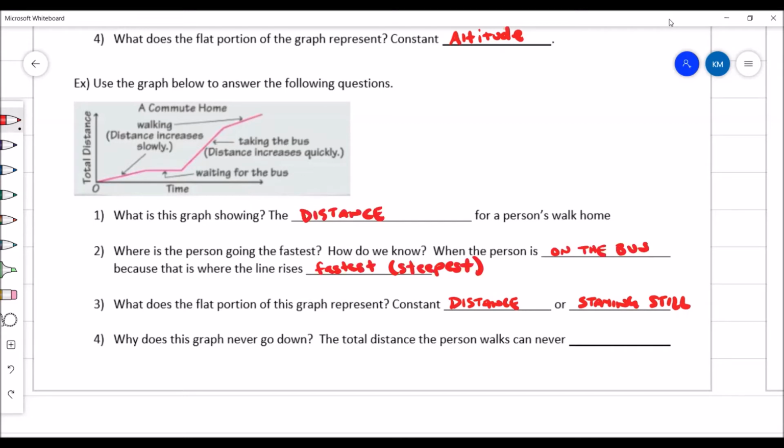Why does this graph never go down? Okay, and as we look at what the graph is measuring, it's measuring total distance in this travel. Okay, so the total distance the person walks can never decrease. Whether they're going to their home or drop something and had to go back, the total distance they travel will stay the same. Or not, sorry, will increase. It will not decrease. So that's why the graph never goes down.